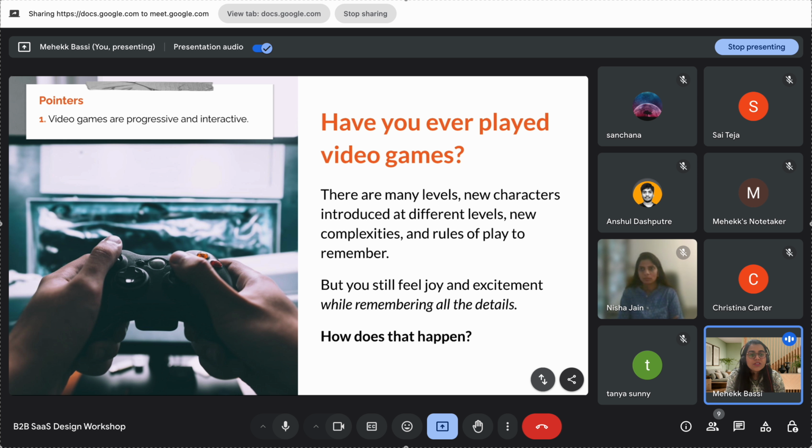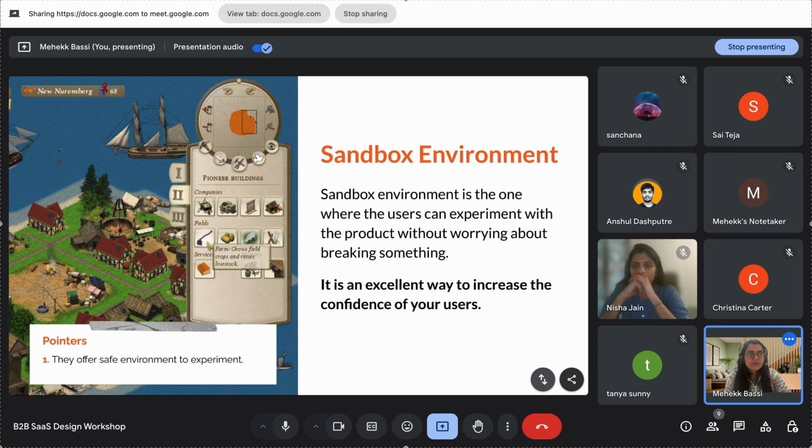The first few levels are very easy. It's always slow and very interactive. They will guide you on every step. They will motivate you to play, and they will also reward you at every step. They always introduce you very slowly to all the elements, and they will often ask for your confirmation to move to the next step.